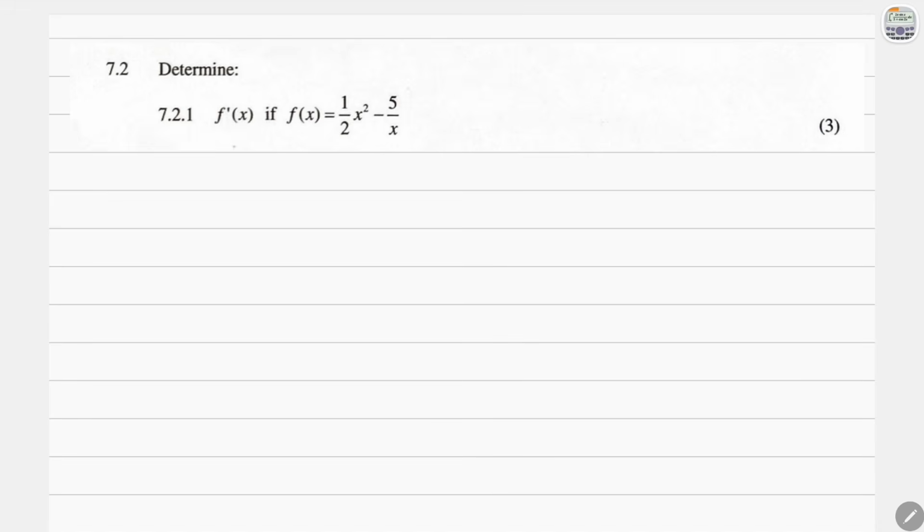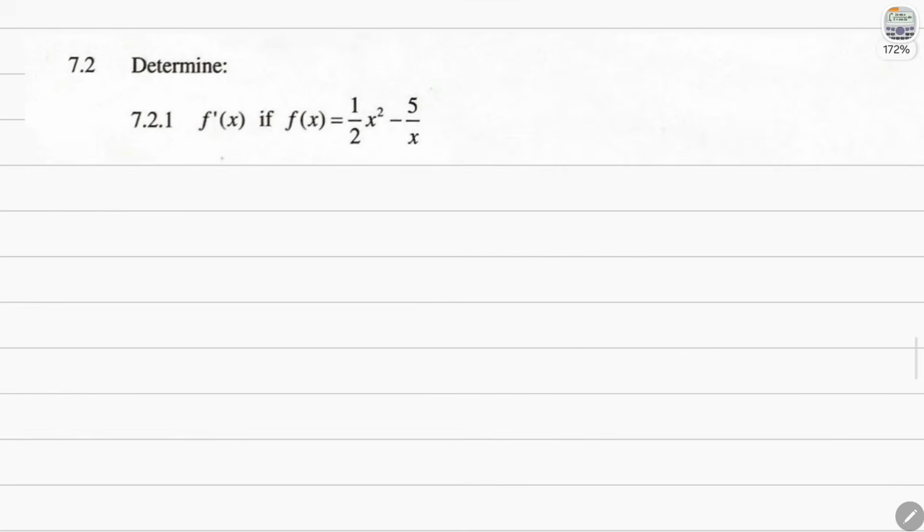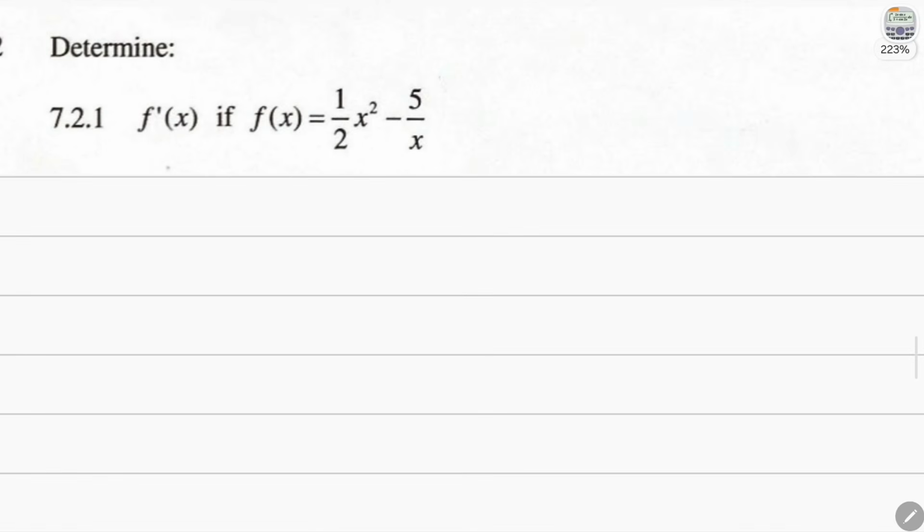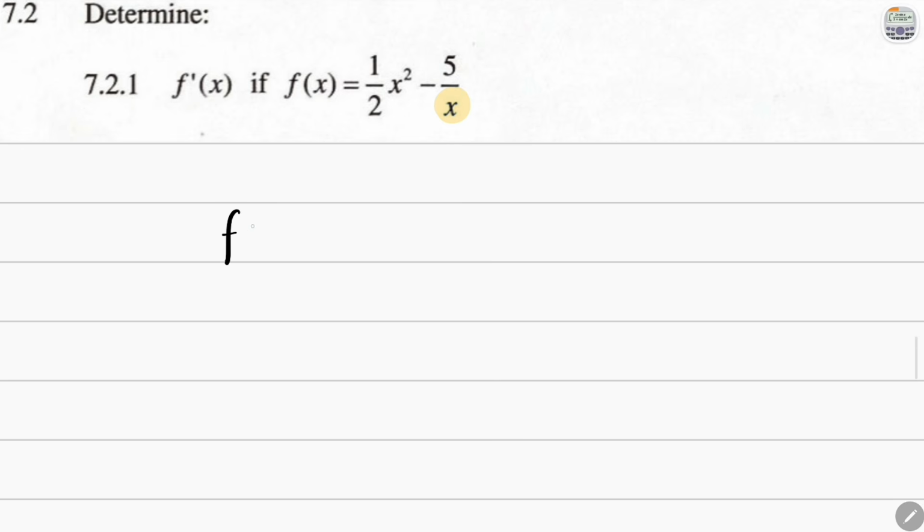Question 7.2, 7.2.1 says we need to determine f prime of x if f of x is equal to 1 over 2x squared minus 5 over x. So with the way this looks right now, why can we not derive this? Well, you'll notice that we have an x in the denominator. The first term is fine. This is ready to be derived. So we're just going to fix that first and then get to deriving.